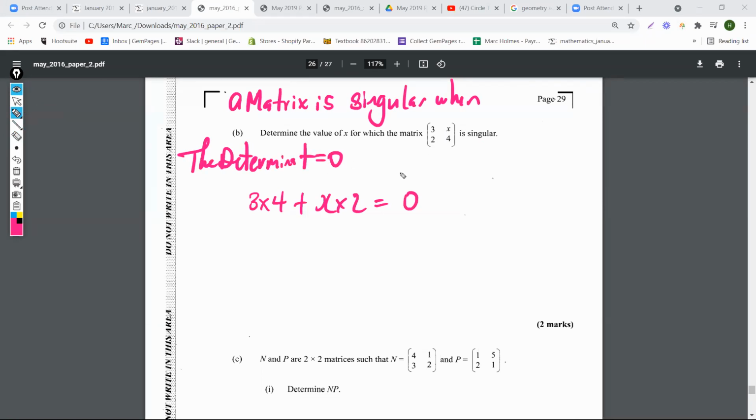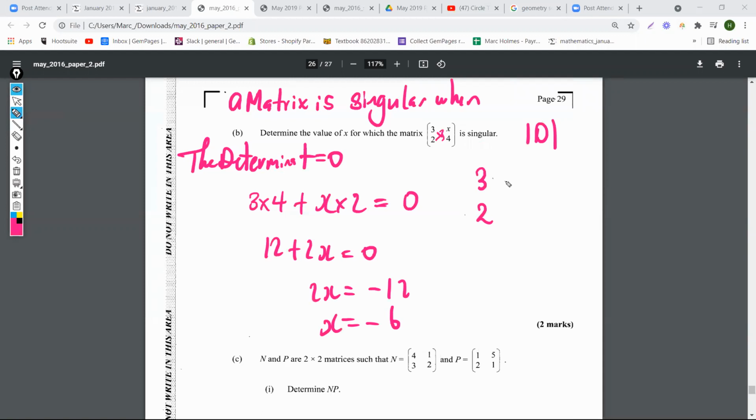So guys, you know how to find the determinant of a matrix? It's really easy. You just cross multiply: 3 times 4, and X times 2, should be equal to 0. So this should be 12 plus 2X is equal to 0, which means that 2X is equal to negative 12. So X is equal to minus 6. So that's the answer, guys. With 3, 2, minus 6, 4, that would make the matrix singular. So the answer is minus 6. Cool.